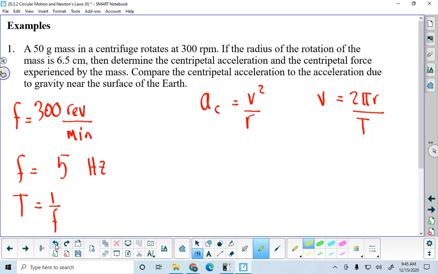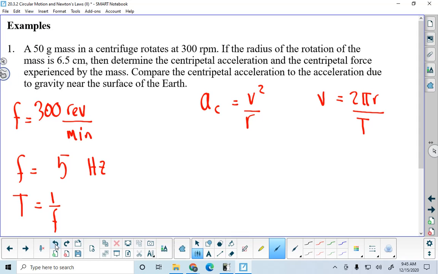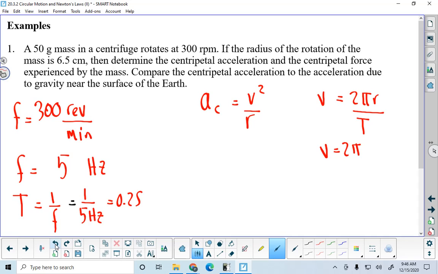Like anything else, you get better with more practice. We calculate the reciprocal of the frequency, and that's going to give us 1 divided by 5 hertz, which gives us 0.2 seconds. I can now calculate the speed, 2 times pi times 0.065 meters divided by 0.2 seconds.